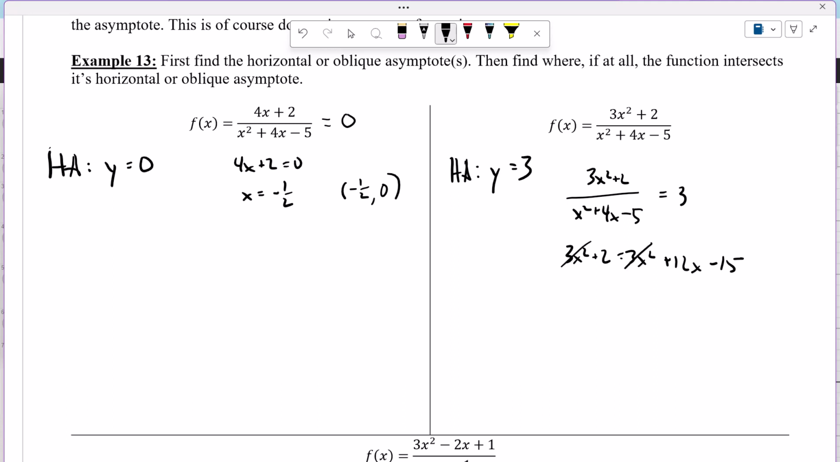Good. So these cancel out, and very quickly you see that x equals 17/12. So it crosses the horizontal asymptote at 17/12. Do you get the y value? Do I plug that back in? No, we already know it's 3. You can waste a lot of time trying to find other coordinates, but we already know y equals 3. If you're plugging in this number, you're probably wasting a lot of time. So be mindful of what you're doing. So 17/12, comma 3.